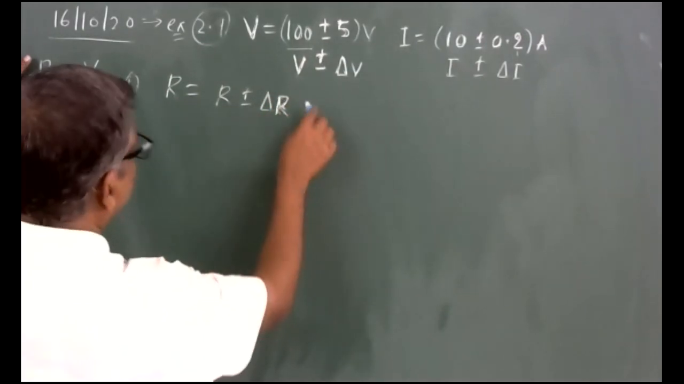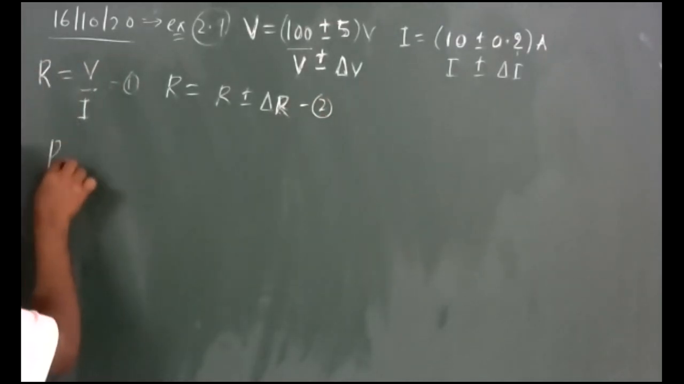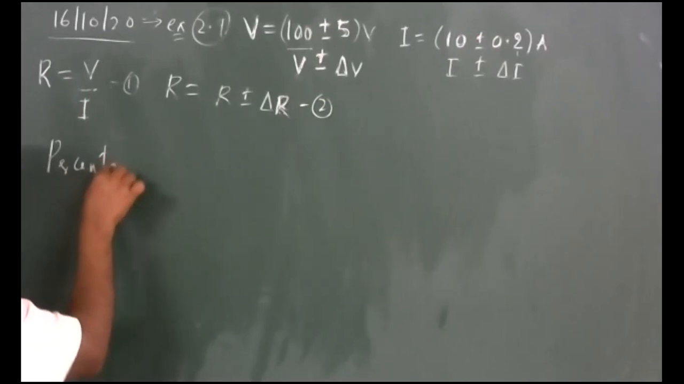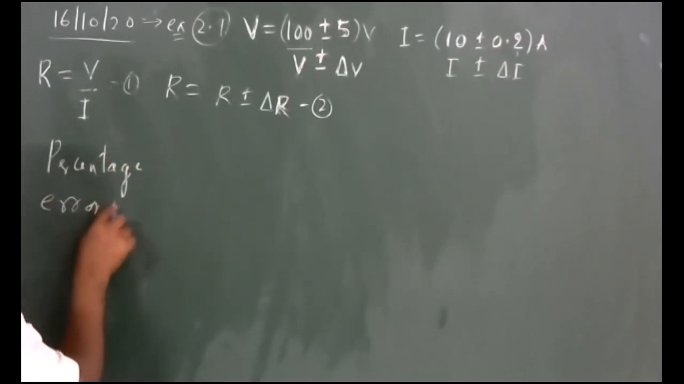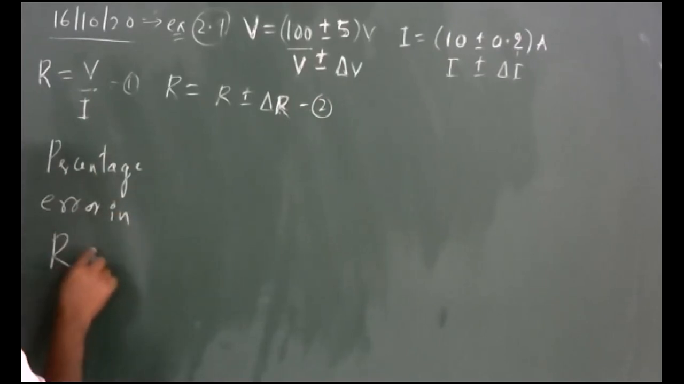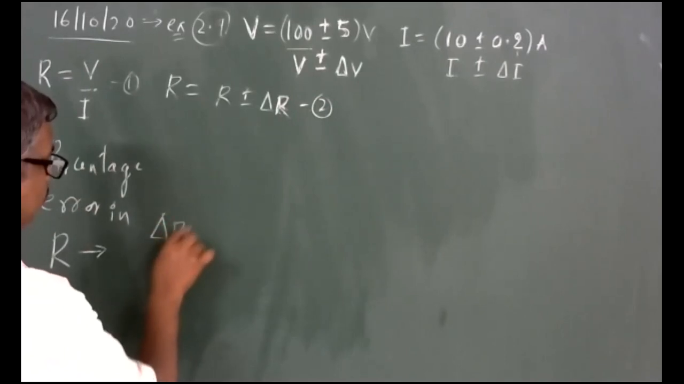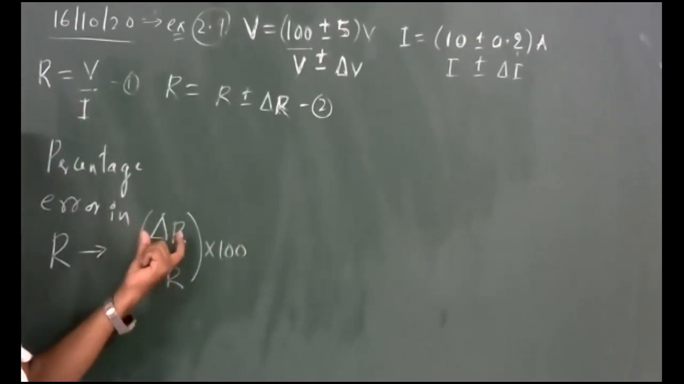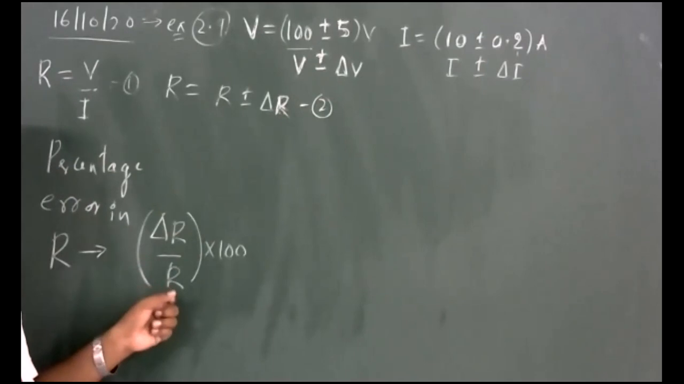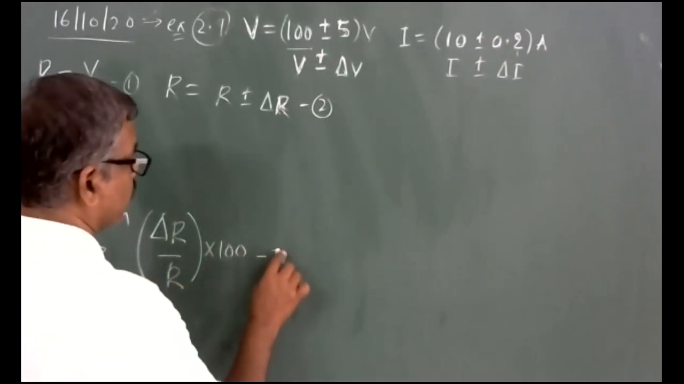So we know that this is an equation. Now what is the percentage error? Percentage error in R is written as delta R by R into 100. Delta R is the absolute error in R, R is the mean value, then I need to multiply by 100. Finally, I need to use this relation, which is called 3.